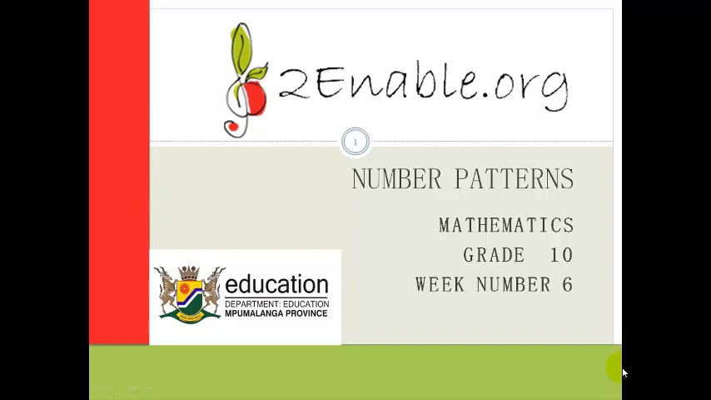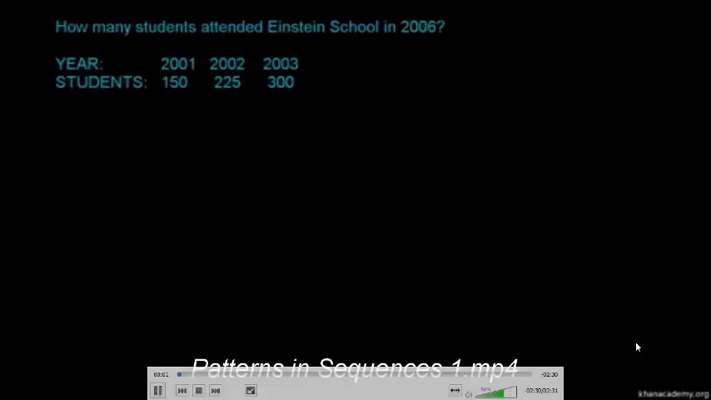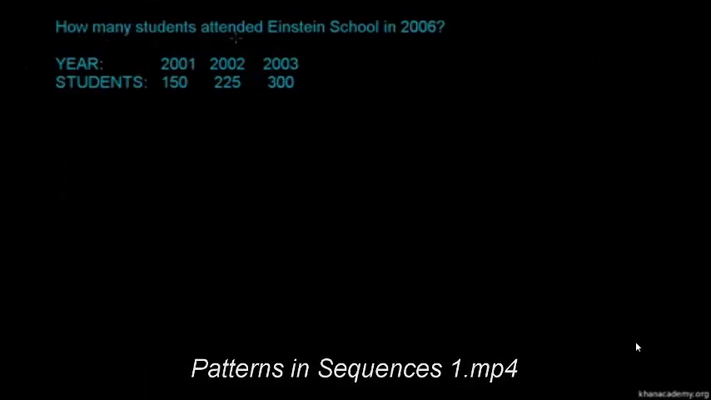We're looking at number patterns. To start off looking at basic number patterns, let's look at an example that shows us how we can look at basic patterns. The question we're given asks us, how many students attended Einstein School in 2006? And in this little table, they tell us how many attended in 2001, 150 students, and then in 2002, 225. 2003, we had 300 students, but they don't tell us 2006.